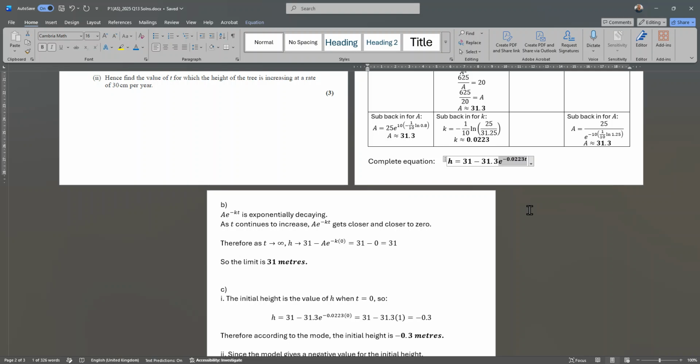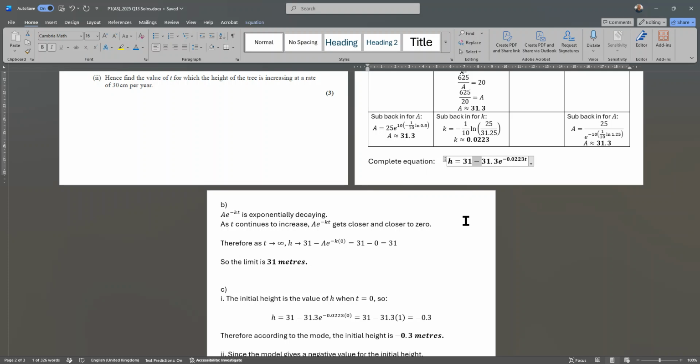And if you multiply a tiny, tiny number by 31.3, well, you still just get a tiny, tiny number, just not quite as tiny. It's still approaching 0. And so h is approaching 31, take away 31.3 times 0, which is just 31. So we have a hard limit of 31 meters, and that's where your asymptote would be. This is an exponential decay, but because of the minus sign in here, it's actually decaying upwards from something small up to, but never quite reaching 31.